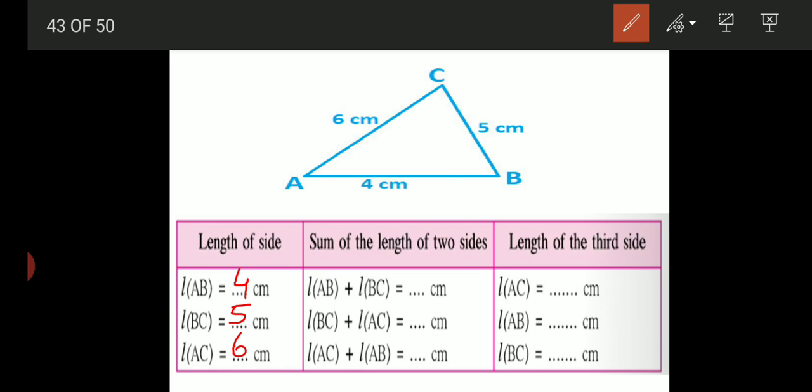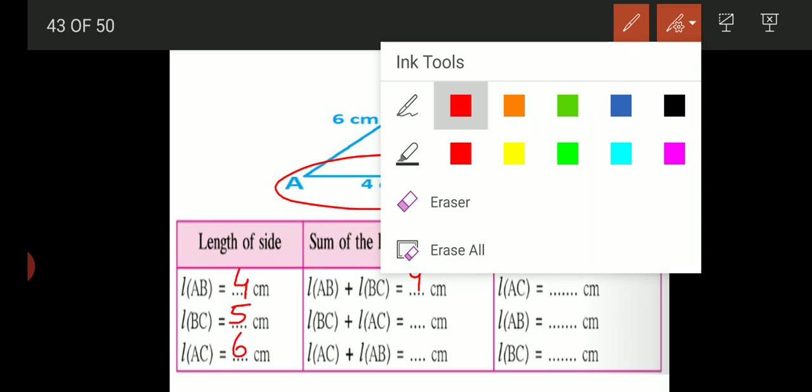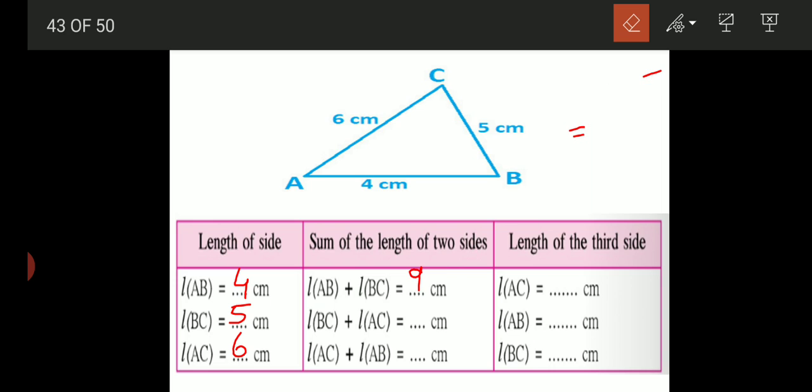Have a look at the second column, wherein they want you to add, that is, the sum of the lengths of the two sides. First they have given you AB and BC, which means they want you to add AB and BC. So what is AB and BC? 4 plus 5, which gives you the final value 9. Now this is all rough work, okay children? So I write over here 9. Fine. Then let's erase and go ahead.